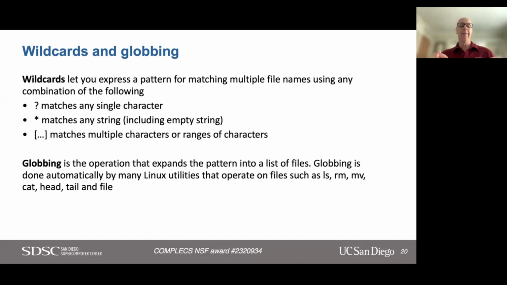Globbing is just the operation that expands the pattern into a list of files. Globbing is done automatically by many Linux utilities that operate on files, and these utilities would include ls, rm, mv, cat, head, tail, and the file command. So now we're going to look at a couple of examples.